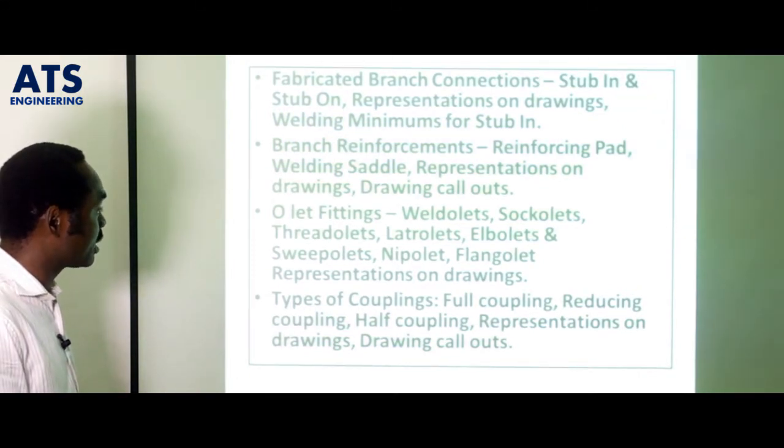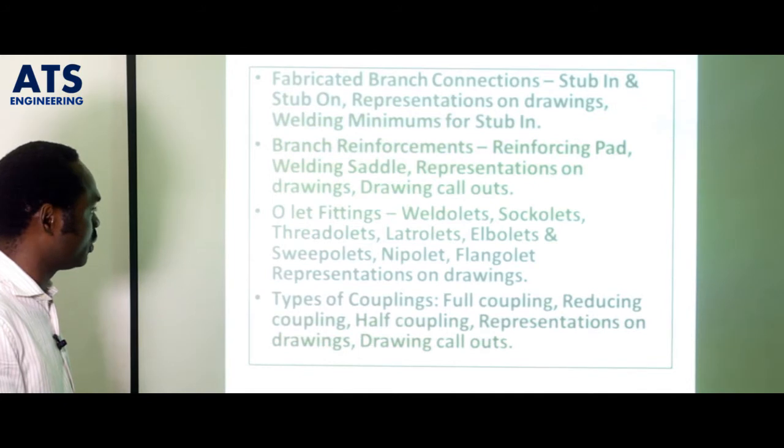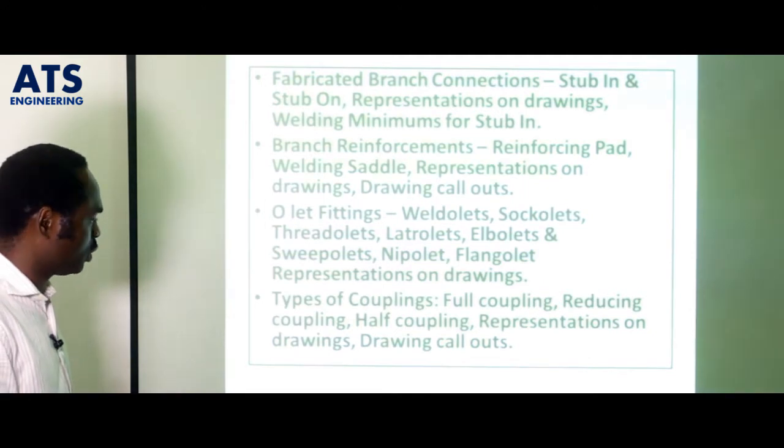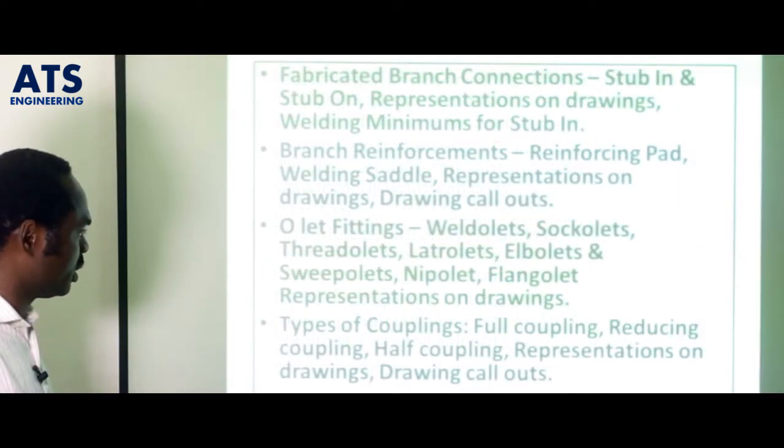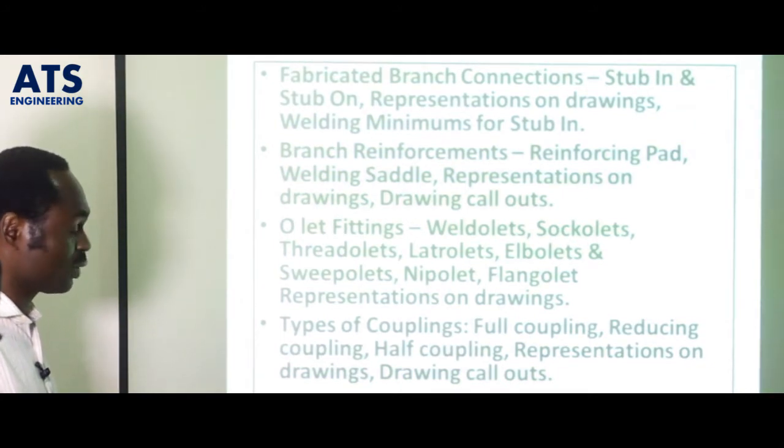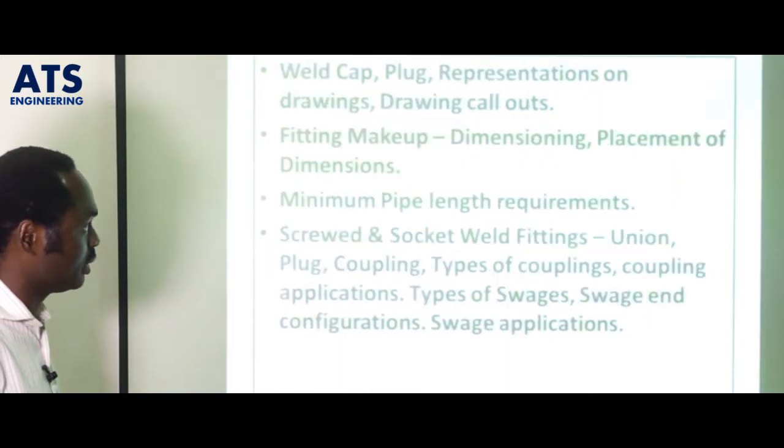Also look at outlets, which are other types of branch fittings, weldolet, sockolet, threadolet, latrolet, elbowlet, and others will be looked at and how they can be represented in your drawing. Also look at types of coupling, full coupling, reduced coupling, half coupling, and how they are represented in the drawing and how you can call them out in your drawing.